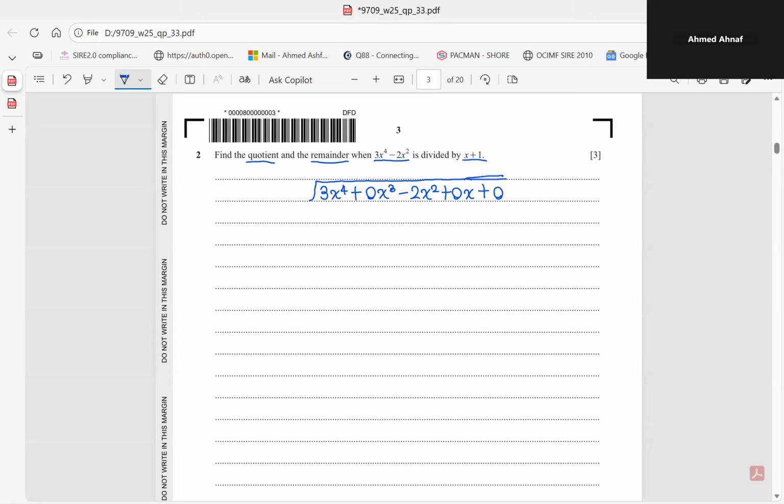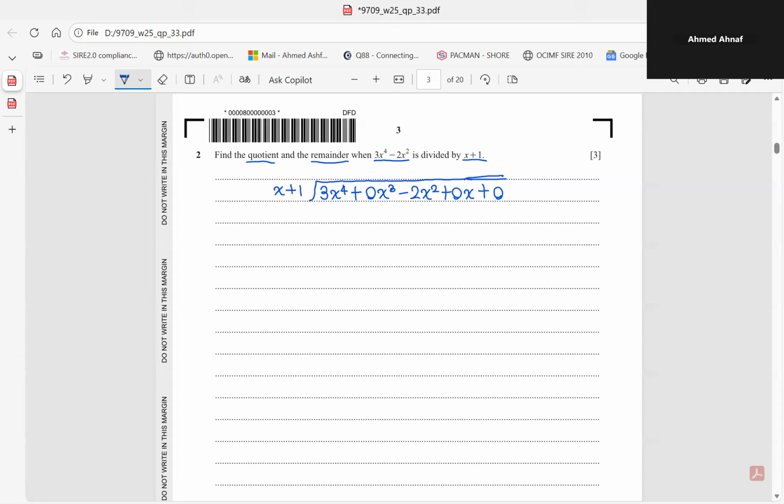So that's what you do when you have missing terms. In this case, our missing terms are x cubed, x, and the constant term. For those, just put your coefficient as 0. And yes, we divide it by x plus 1. So that's our divisor. Okay, now we're ready to start.